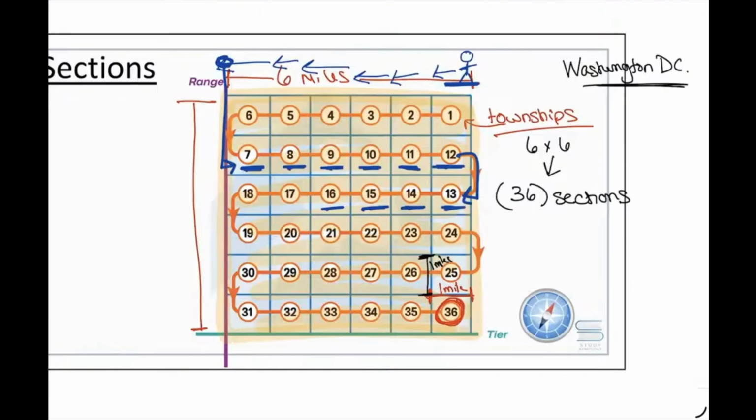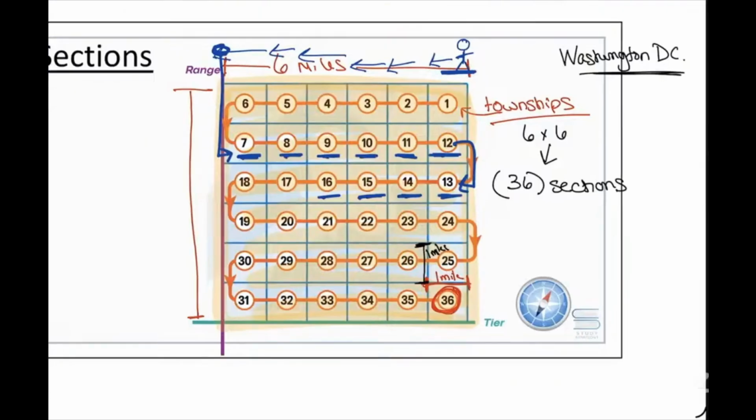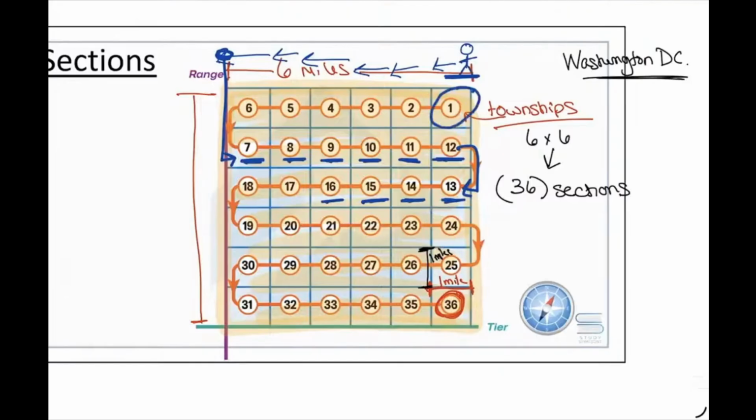That's why it's zigzag. And it is important to know you start at the most northeastern corner and you count 1, 2, 3, 4, 5, 6. And then you go down and you count 7, 8, 9, 10, 11, 12. And then you go down. That is really important. We got to know that.